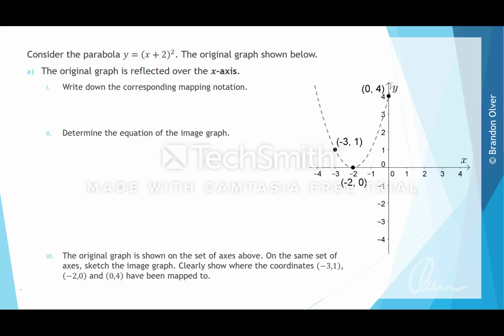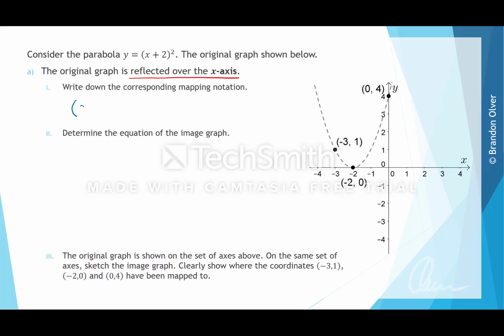Consider the parabola y equals (x + 2) squared. The original graph is shown on the set of axes below. For part A, the original graph is going to be reflected over the x-axis. For the first part of this question, we want to write down the corresponding mapping notation.